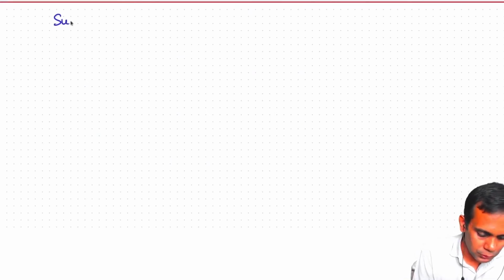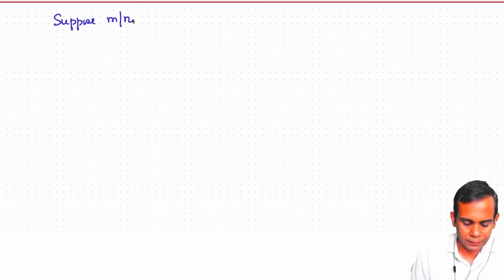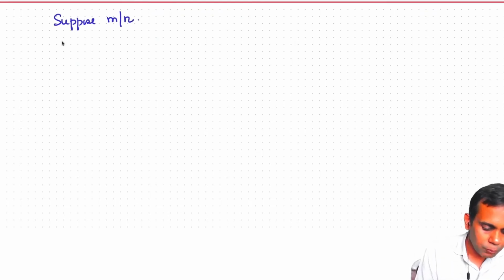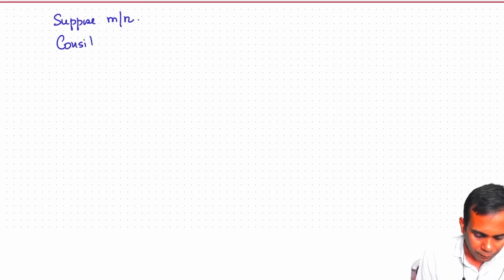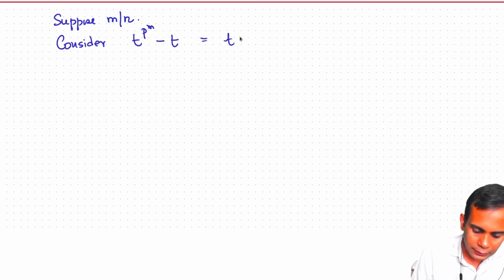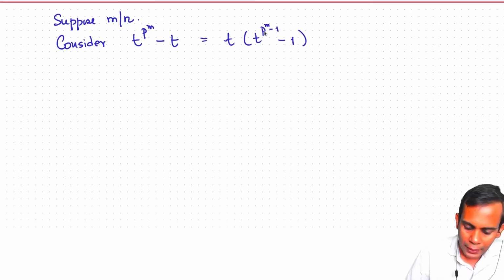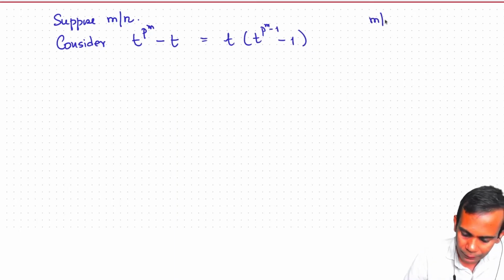So now suppose m is a factor of n. Then let's look at the polynomial t to the power p to the power m minus t. So this is t times t to the power p to the power m minus 1, minus 1. Now note that m divides n. This implies that p to the power m minus 1 divides p to the power n minus 1.